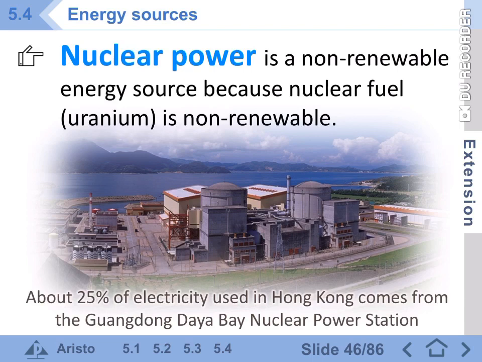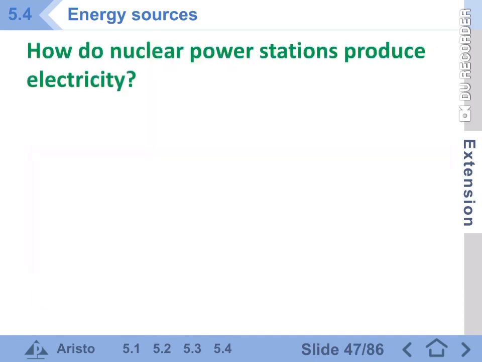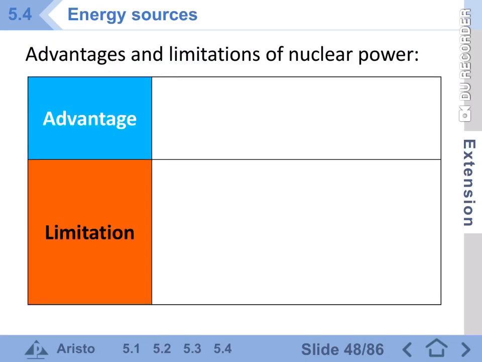And in Hong Kong, we use 25% of our electricity from the nuclear power plant, which is not that far away from Hong Kong, as I have shown some of the classes on the map. It's around 25 to 30 kilometers away from Hong Kong. So how does it produce electricity for Hong Kong? Let's take a look.